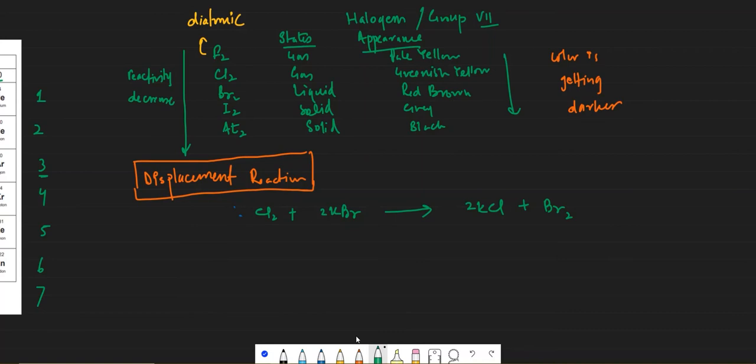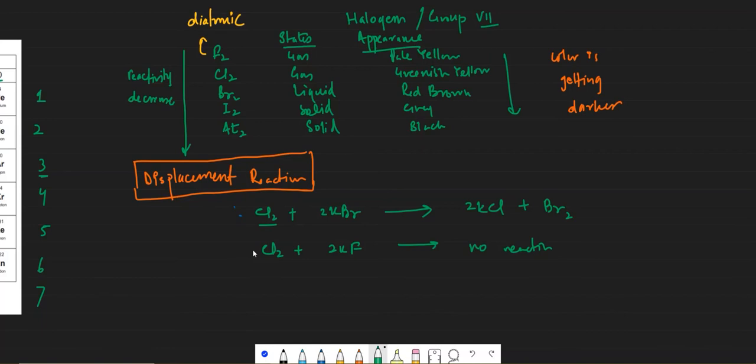Okay, so let's say the same reaction was happening with potassium fluoride, right? Potassium fluoride. Now chlorine is less reactive than fluorine, so there won't be any reaction here. Okay, so it's important that the halogen that is looking to knock out another halogen has to be more reactive. Okay, so that is what displacement reaction is all about.